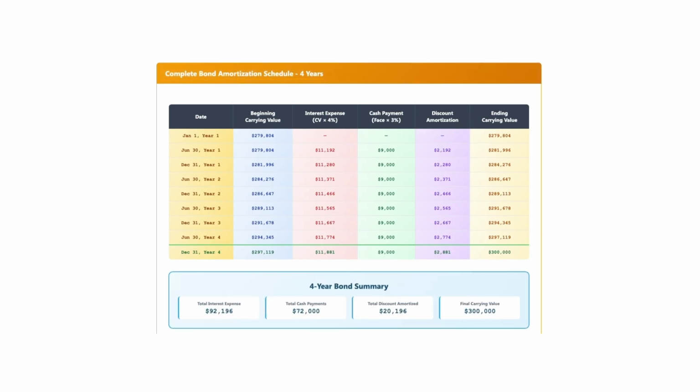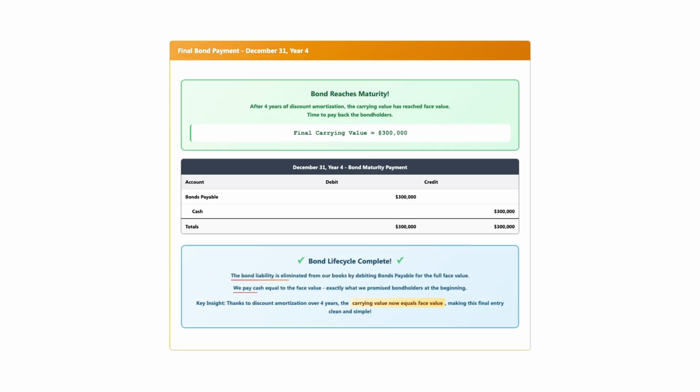So you can see how it changes all throughout the bond's life, and each 6 months the carrying value is slightly increasing. And you can see that at the very end of the 4 years, the carrying value goes back up to 300,000, which means we have amortized the entire amount of the discount, and now we're back at the very beginning face value. And then we'd simply pay back the bond face value of 300,000, so it'd be a credit to cash of 300,000, and then a debit to bonds payable of 300,000.